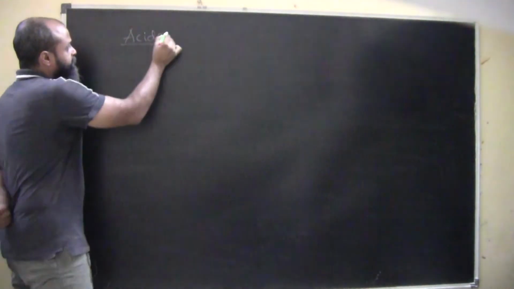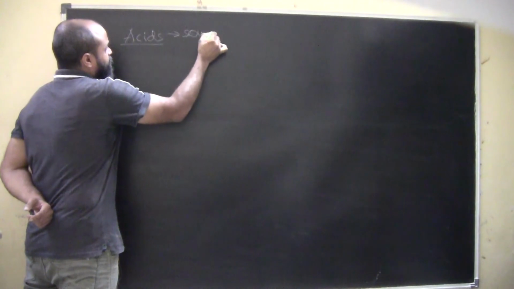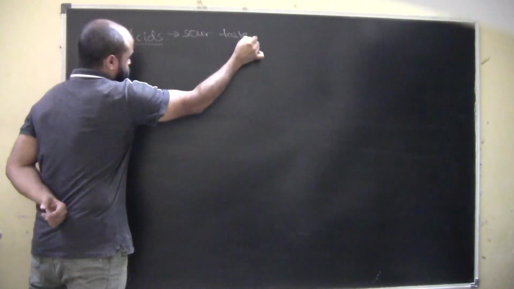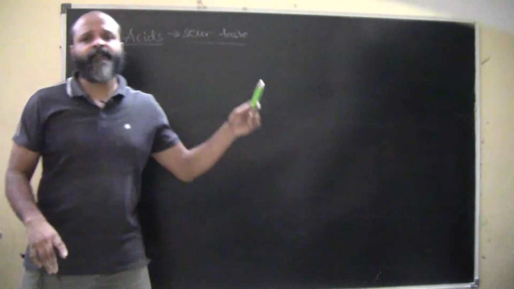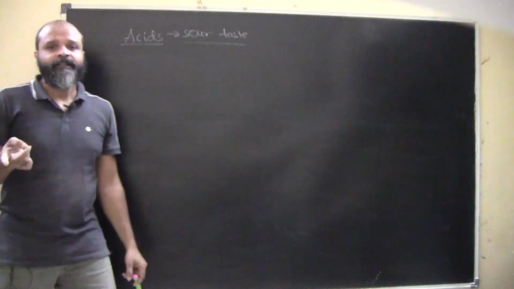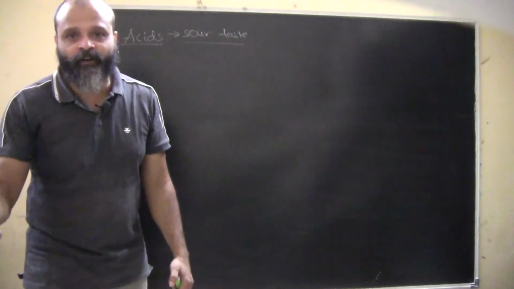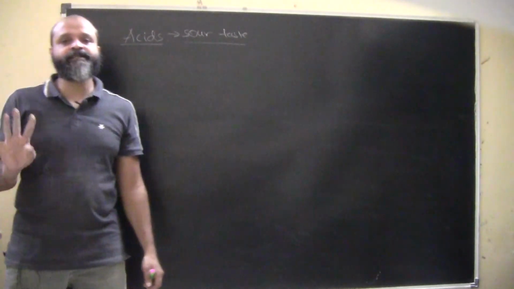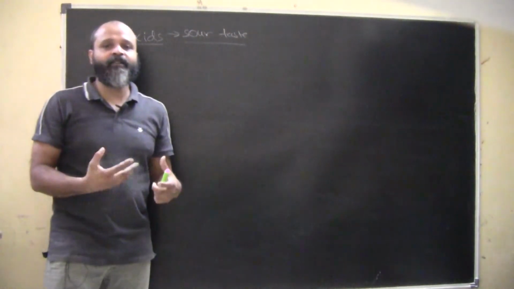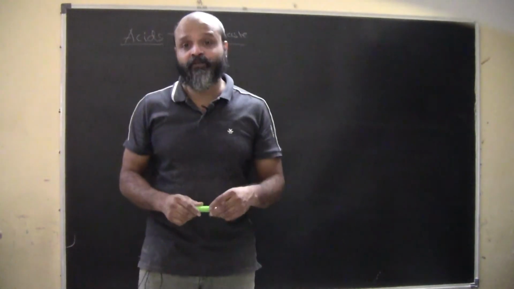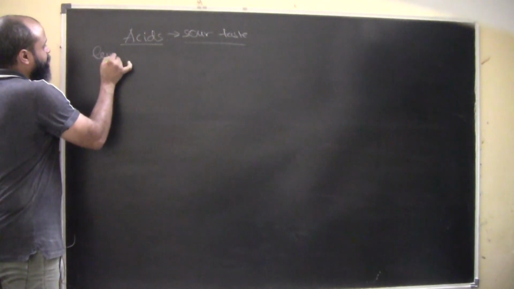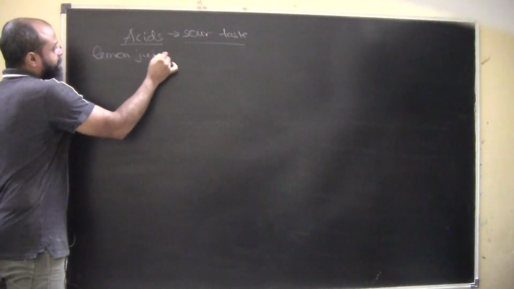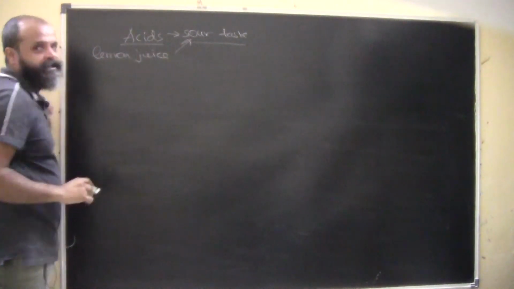Now a very general definition of acids is anything which has a sour taste. This is not the actual definition, but generally acids have a sour taste. It doesn't mean that you have to taste an acid to confirm. All acids are not safe to taste. For example, lemon juice has a sour taste, so basically it is an acid.